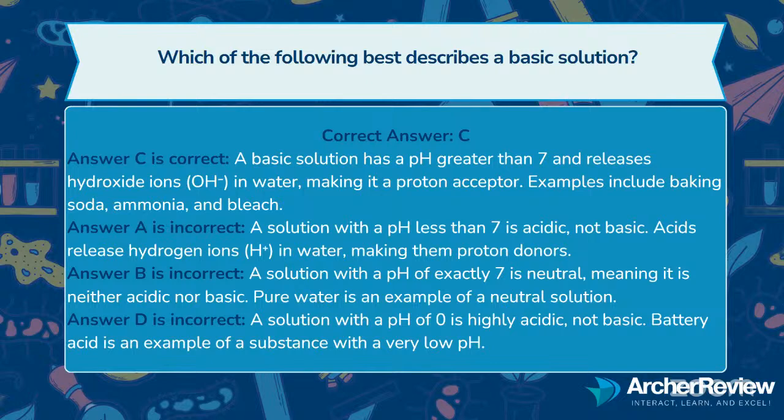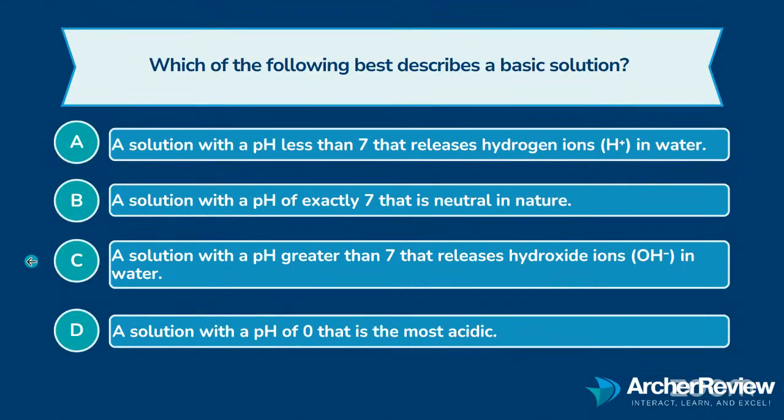We also talked about someone had asked about milk of magnesia, and milk of magnesia was like a 10.5 on our basic scale. So what was wrong with answer A? A solution with a pH less than 7 that releases hydrogen ions? That would be an acid. So that's what was wrong with A.